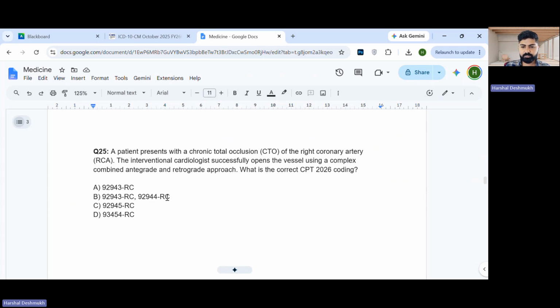Moving on to next question, question number 6. A patient presents with a chronic total occlusion of the right coronary artery. The interventional cardiologist successfully opens the vessel using a complex combined antegrade and retrograde approach. What is the correct CPT coding done over here?